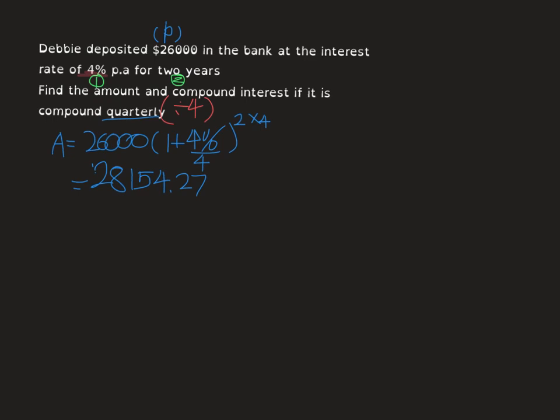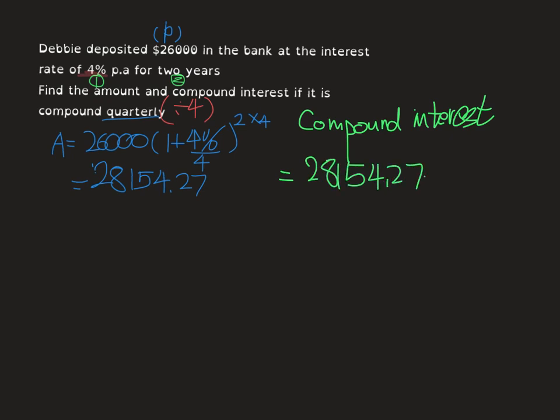Now we are going to find the compound interest. That means you are going to calculate amount minus the principal. We are now copying the amount minus the principal. It equals this value. Then you have finished the compound interest basic questions.